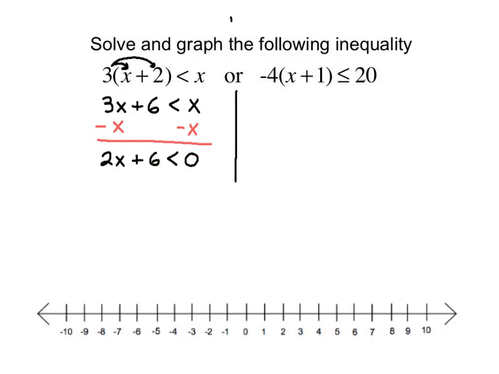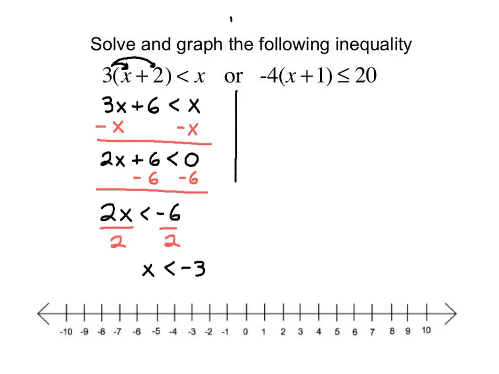So now if I want to continue getting x by itself, I can go ahead and do the opposite of the order of operations. So I need to deal with the addition by subtracting 6 first. And this will give me 2x is less than a negative 6. And then to deal with the multiplication by 2, we divide by 2. And the final form of our inequality is just going to be x is less than a negative 3. And notice the whole way through here, I never changed the direction of the inequality because not once did I divide by a negative value.